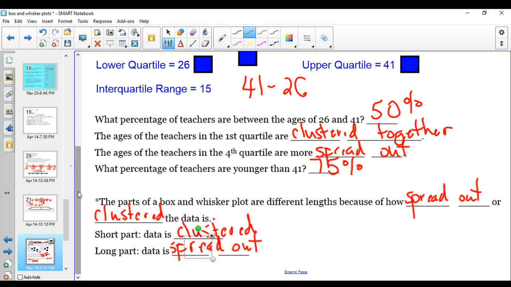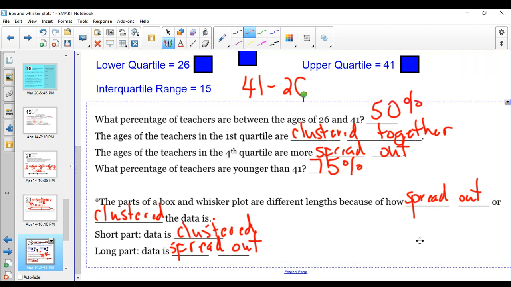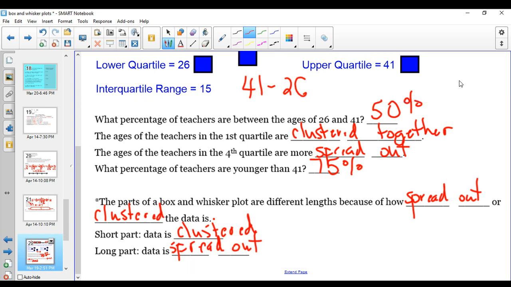Okay, so those are the basics of box and whisker plots. Email your teacher if you have any questions about that, and then you'll have a little practice assignment to do from here.